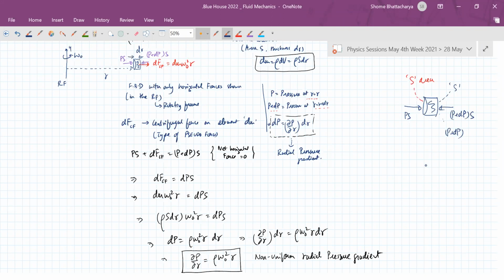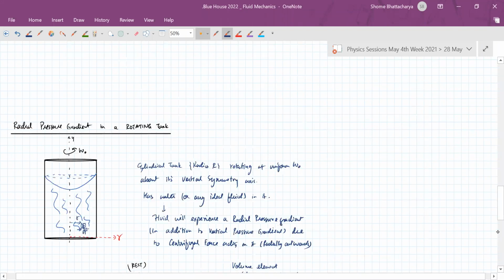Okay, so this is clear now. Okay, Jagannath, I'll go back to the first diagram.